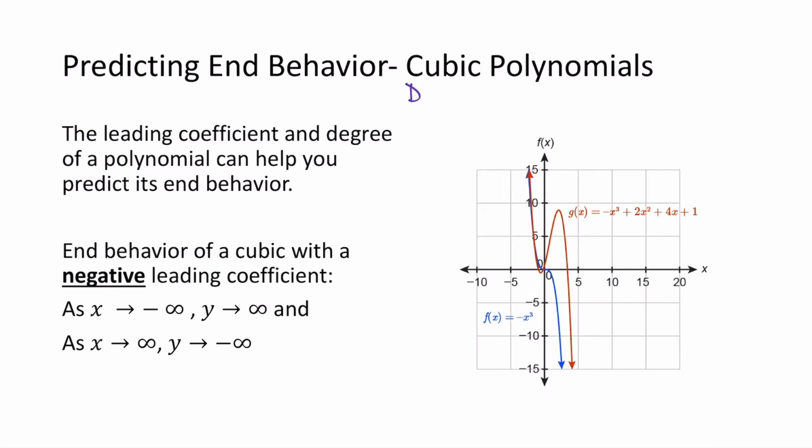So same idea, we have a cubic polynomial, so the degree is 3, but what if the leading coefficient is less than 0? If it's less than 0, as x goes to negative infinity, y is going to go to positive infinity. And as x approaches positive infinity, y is going to go to negative infinity. So once again, we have that opposite behavior. So for cubic polynomials, as it goes on forever, it's going to go in opposite directions.